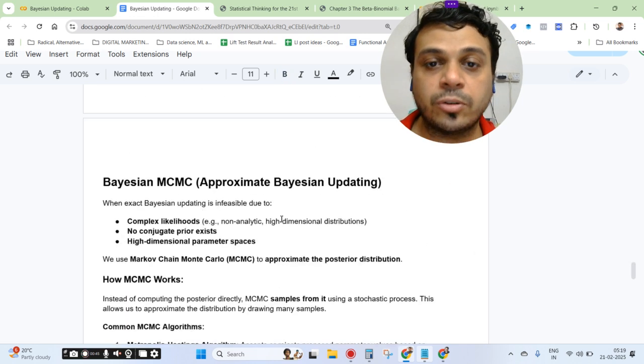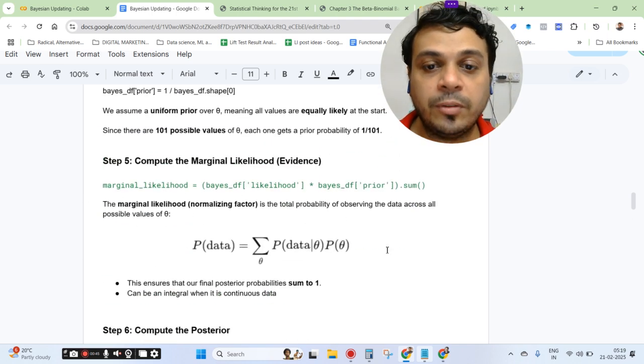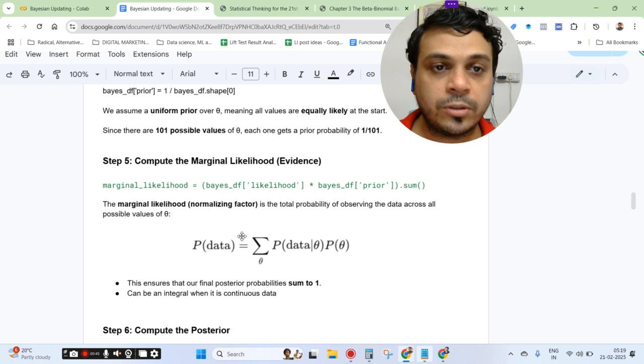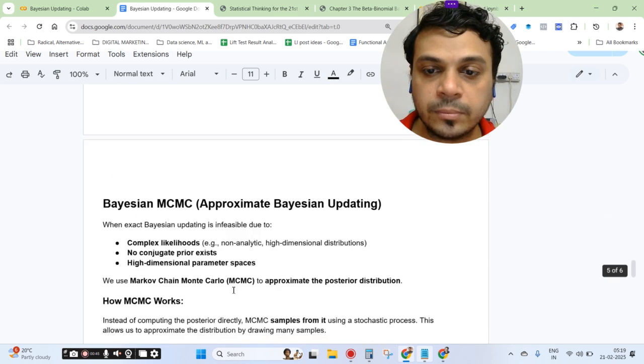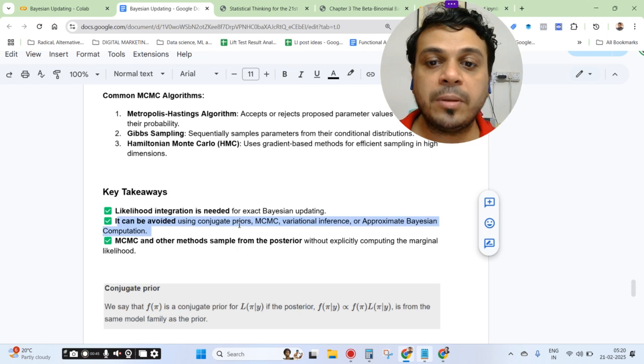The likelihood integration that I was just talking about, this formula here has p data at the denominator, right? So this is the formula for p data. In a discrete distribution, it's going to be a summation. In case of a continuous distribution, it's going to be an integral. This is only for exact Bayesian updating. This is the method, but it can be avoided.